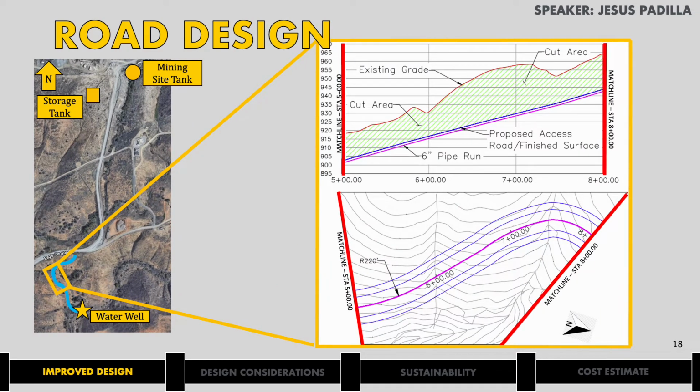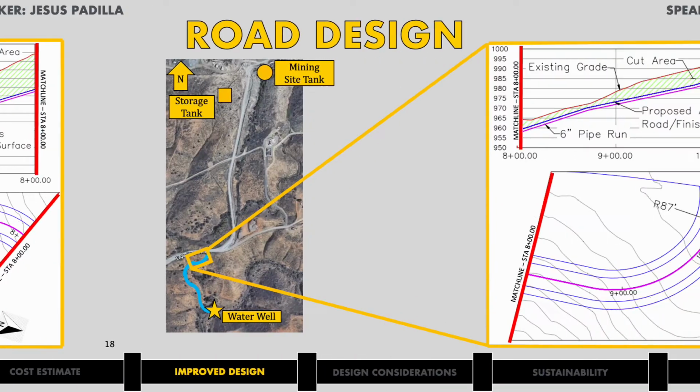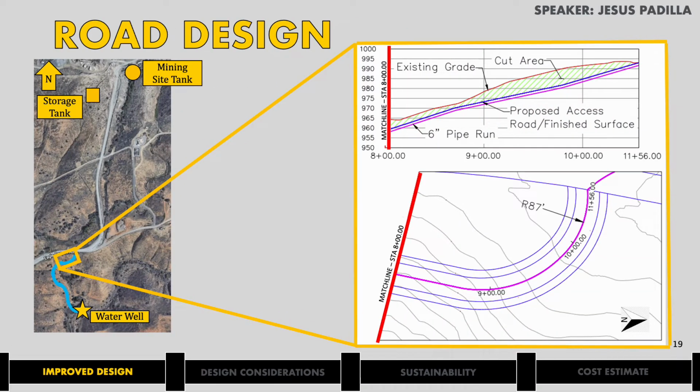Next slide. Continuing the plan and profile of the road, again, you can see the pipe running underneath the road and the area of cut. This view provides the largest cut needed. Our transportation team will later discuss the total volume displaced. Next slide. And lastly, here our proposed road will connect with the existing road. This portion of the road will require the least amount of cut. And now that we have outlined our improved design, we will now transition to our design considerations.